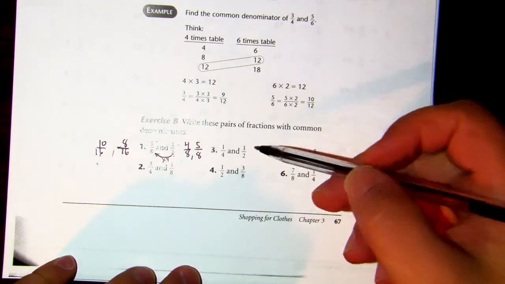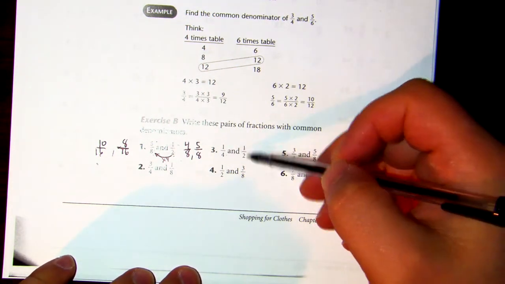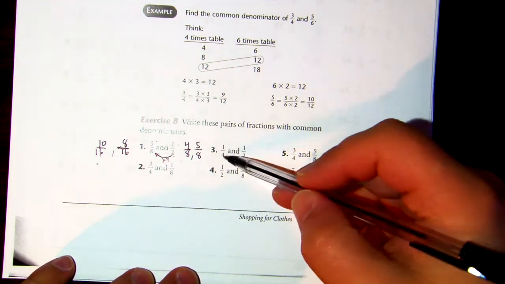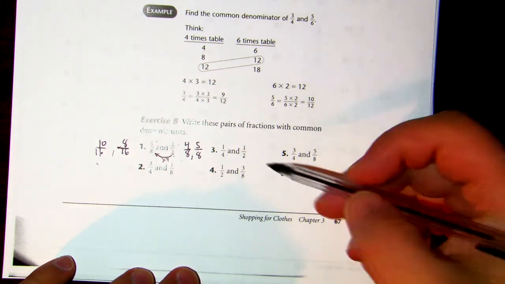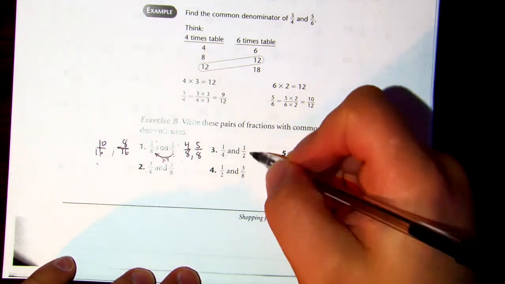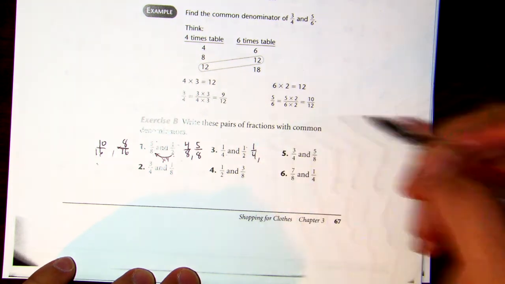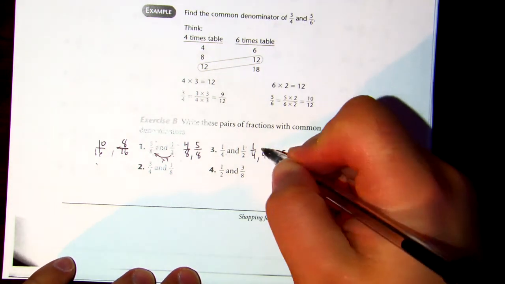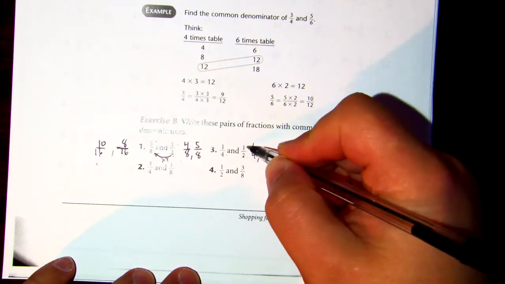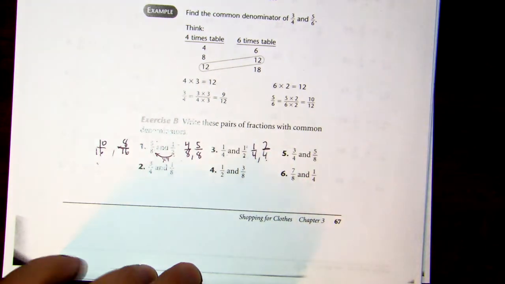So over here, number 3, you got 1/4 and 1/2. Can 2 go into 4? Yes, it can. How many times? Twice. So 1/4 will remain the same, and 1/2 will turn into, how do you go from 2 to 4? Times 2. 1 times 2 is 2.